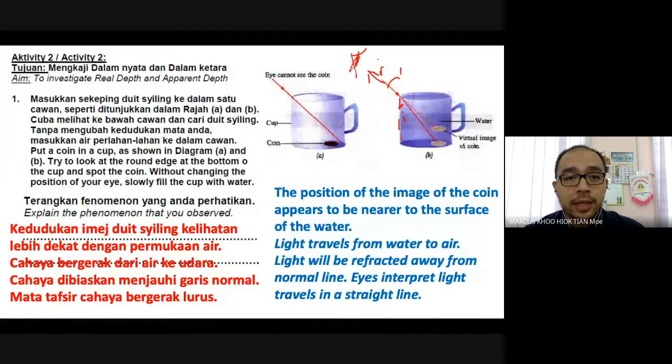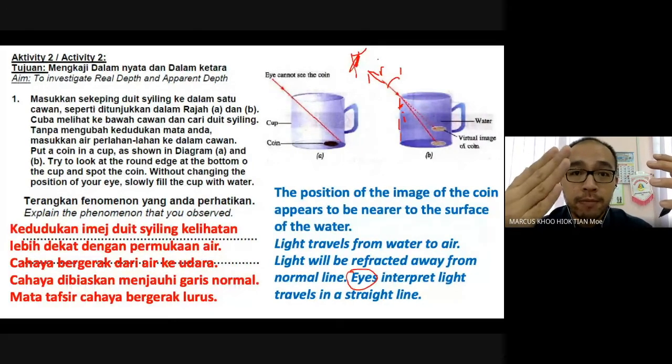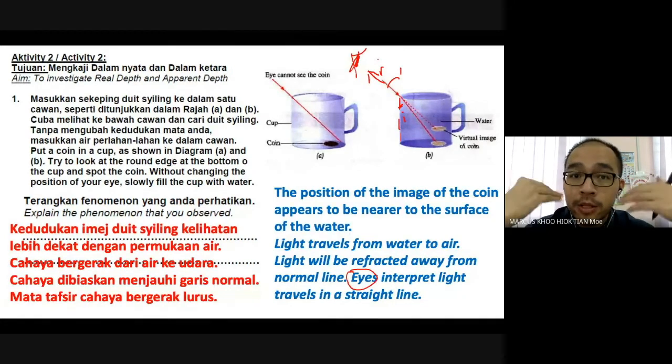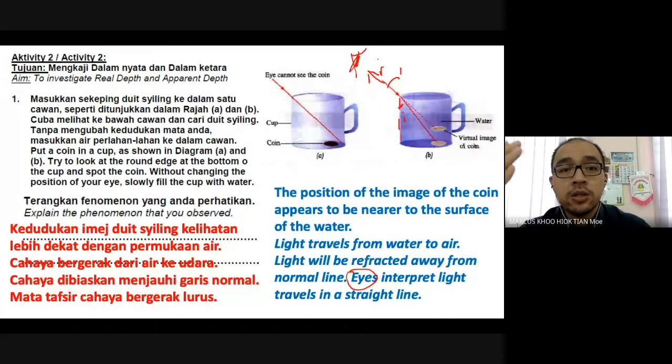Let's say our eye is here. But the problem is our eyes can only interpret light traveling in a straight line. Our eyes cannot understand that light can be bent. So whatever light comes to us actually comes to us in a straight line. We cannot comprehend that light can bend, so to us, it looks like light travels in a straight line.